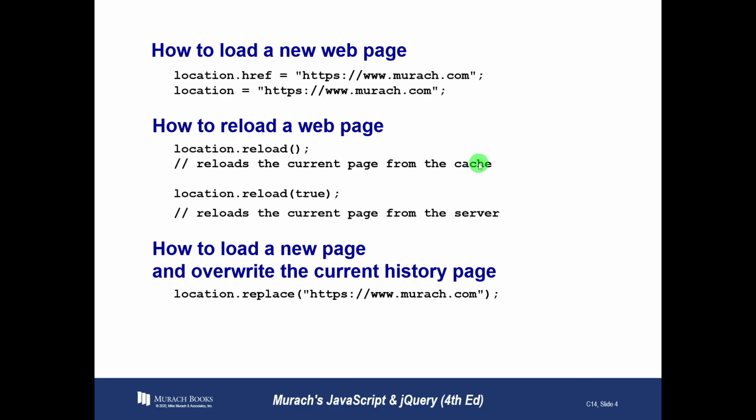But if we want to make sure to get a fresh copy from the server, inside the parentheses for location.reload, we have to specify true, and that will force the page to reload from the server rather than pulling it from cache. That would be the same thing if you're using Google Chrome. If you hold the control button when you click on the refresh button of your web page, that forces a reload from the server as well.